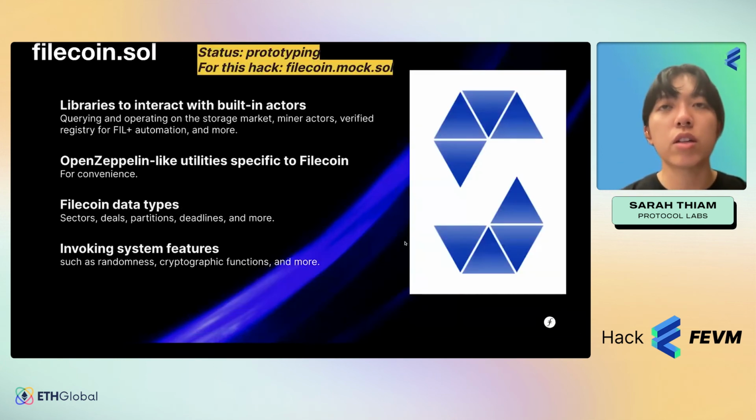So Filecoin.sol is a library that we're looking to build. Right now, we're still prototyping and building out the library, but for the hack itself, we've created a mock version. So let me talk a little bit about Filecoin.sol first.